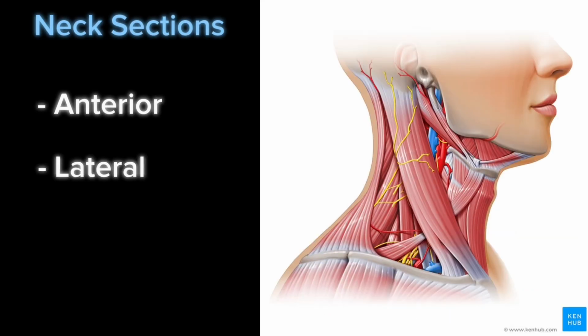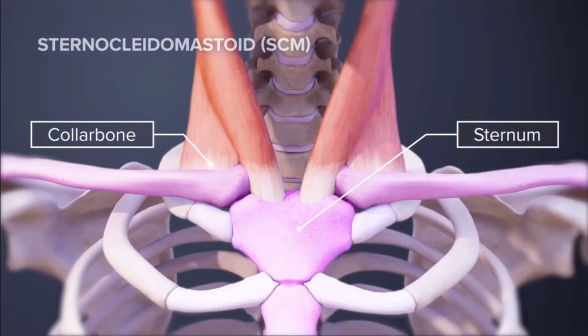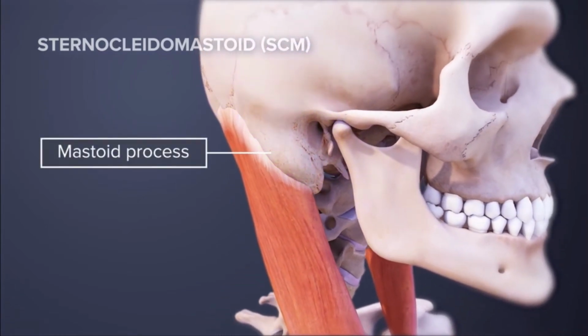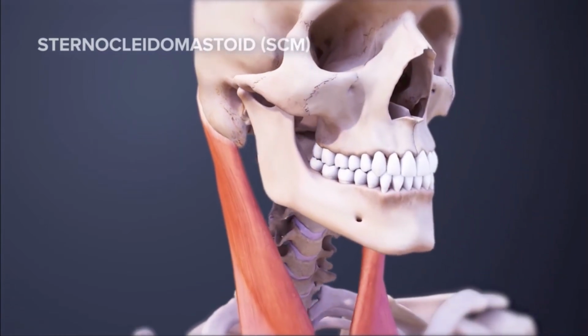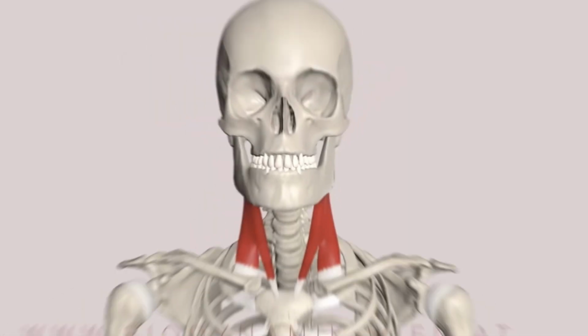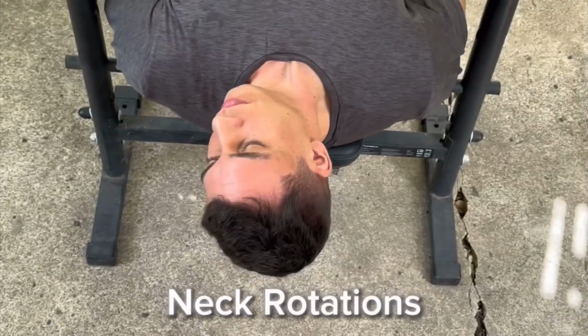We're going to divide neck muscles into three main sections: anterior, lateral, and posterior sections. SCM is the muscle that you can see when you're facing someone directly. It originates on the sternum and clavicles and inserts into the mastoid process of your skull. That's why this muscle has three main functions: lateral flexion, neck rotation, and frontal head flexion. So in order to train it, you can do neck flexions, lateral flexions, and neck rotations.